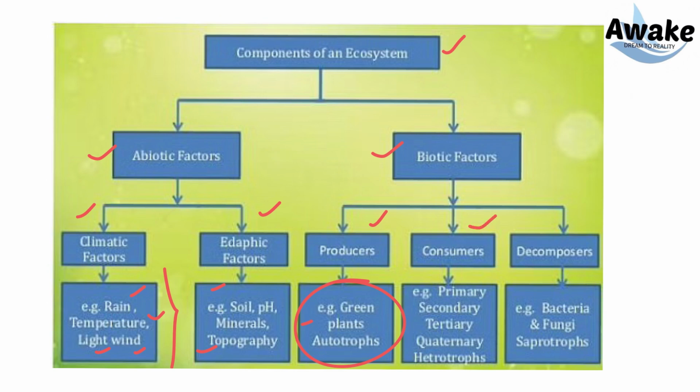In the consumer part, these are heterotrophs: primary, secondary, tertiary. This is again a classification within the consumers. These consumers are dependent on primary producers. When it comes to the decomposers, these depend on dead and decaying organic material. Examples are bacteria and fungi, which are called saprophytes. So these are the terminologies associated with components in an ecosystem. Let's move to the classification part.